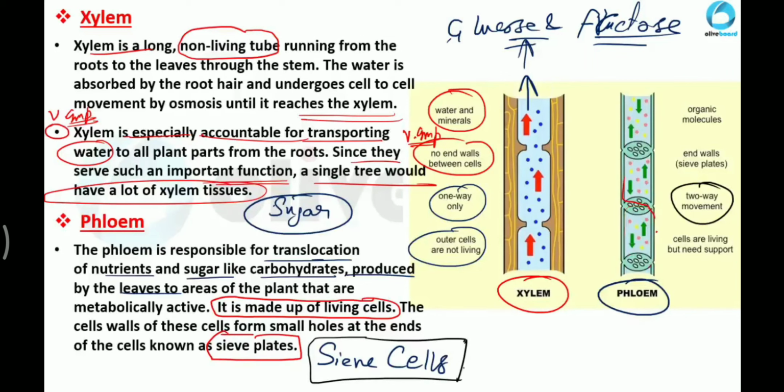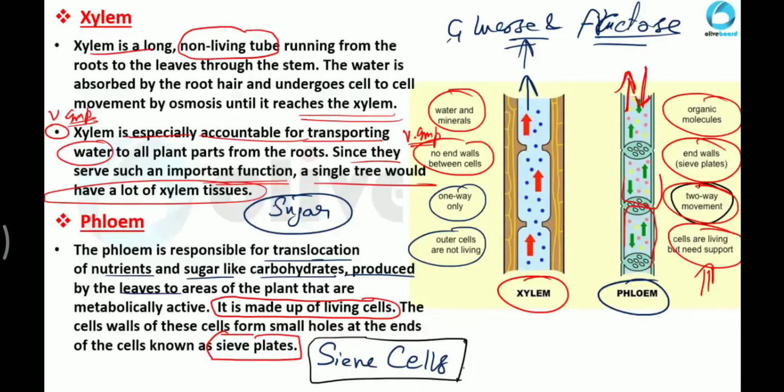So this is very, very important. End walls are there in phloem. Cells are living but need support. And two-way movement is present in phloem, both up and down, and in xylem only one-way movement is there. They transport organic molecules or organic substances, the food materials of the plants.